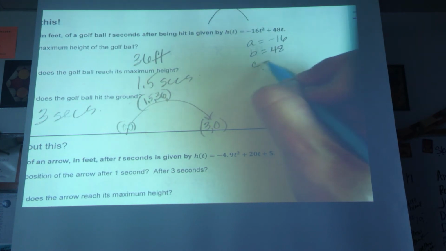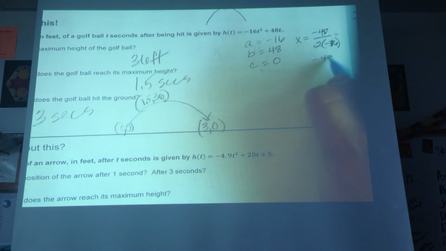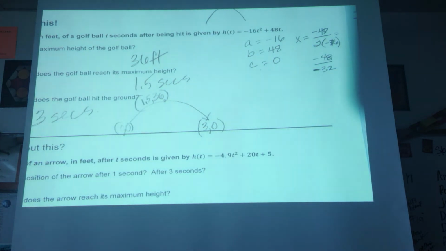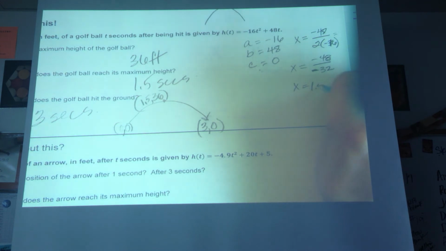Now, if you don't use your calculator to find the maximum and change the table, what you can do is recognize that you can get the vertex of this by using negative b over 2 times a. And that would be negative 48 over negative 32. And negative 48 divided by 32 I believe is 1.5. Sure is. So my x value of the vertex is 1.5.